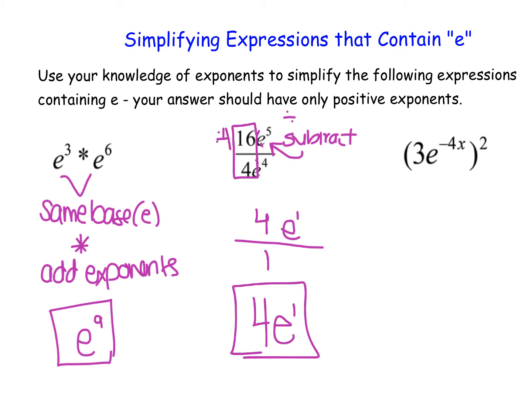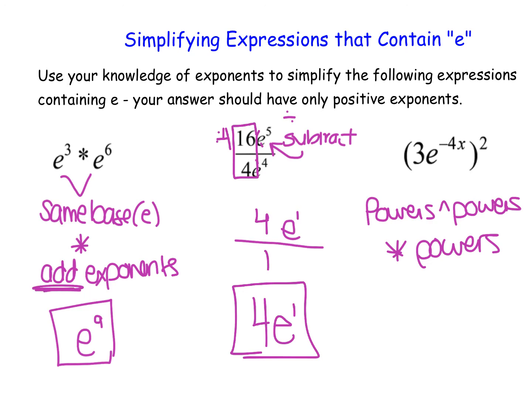Now, this last one here looks a little bit different. What you notice is that you have powers raised to power. So you'll notice we have that power on the outside of that set of parentheses. So when we have powers raised to powers, we actually need to multiply the powers. So we noticed common bases being multiplied, we would add our exponents. Common bases being divided, we would subtract our exponents. And now when we have a situation where we have powers raised to powers, you have to multiply the powers.